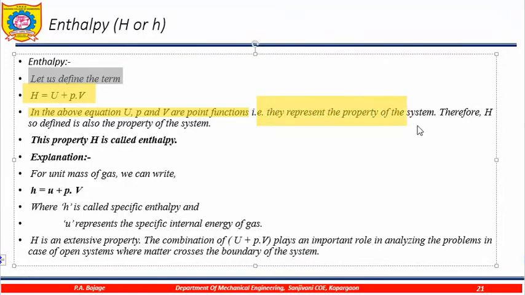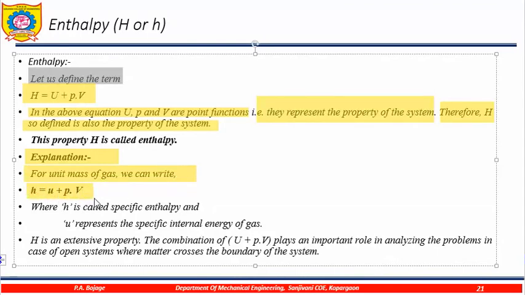They represent the property of the system, and therefore, H also defines the property of the system, a very important parameter. Enthalpy is a property of the system because P, V and U also define the property of the system. Now, for a unit mass of gas, we can write small h, that is enthalpy, is equal to u, that is internal energy, plus P v, pressure and volume, where h is the specific enthalpy and u is the specific internal energy of the gas. So, h is an intensive property.